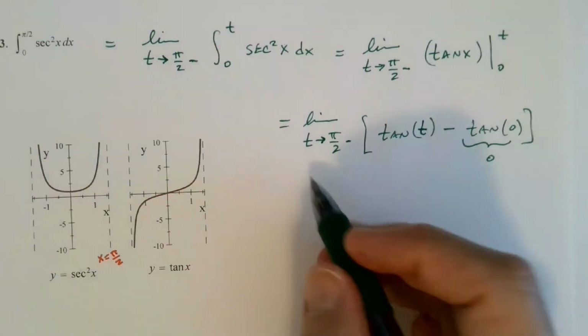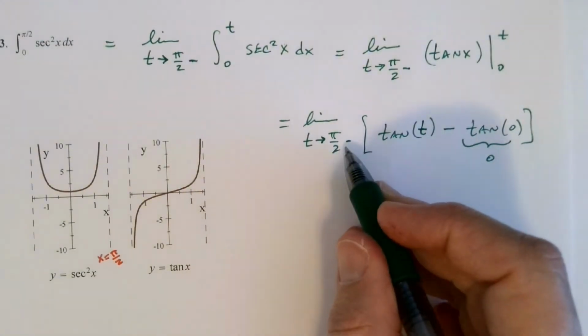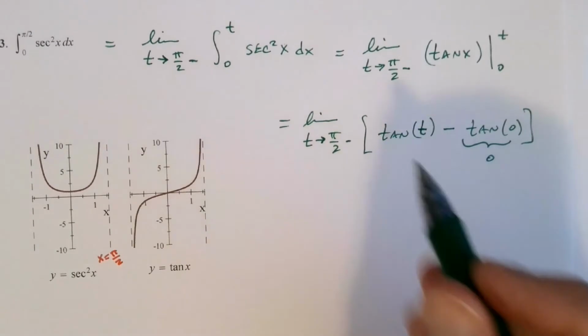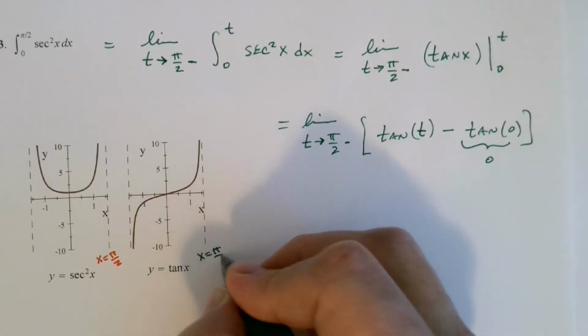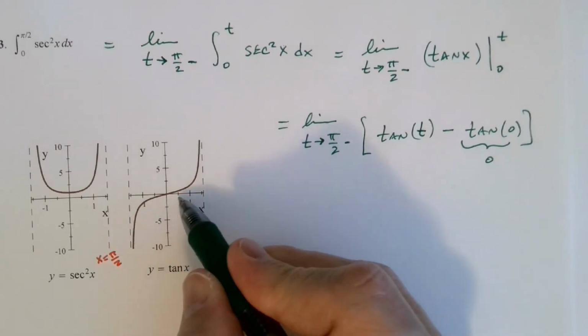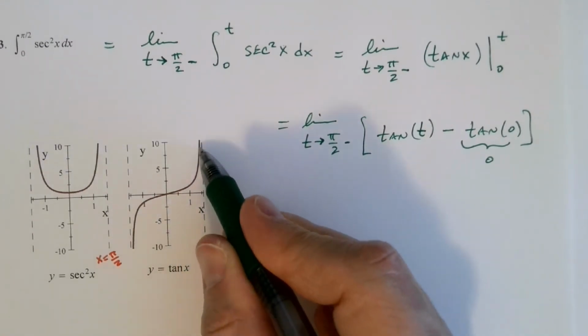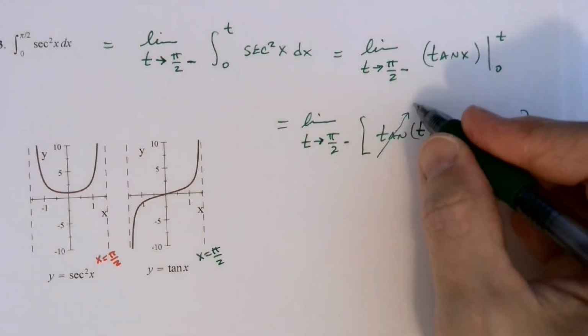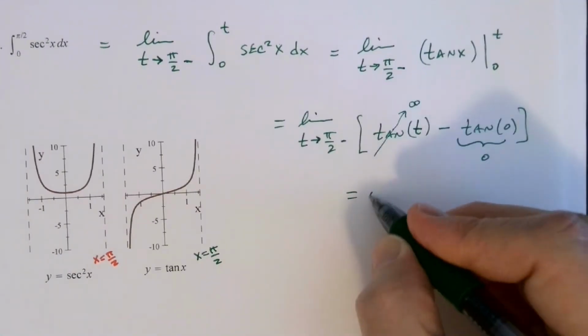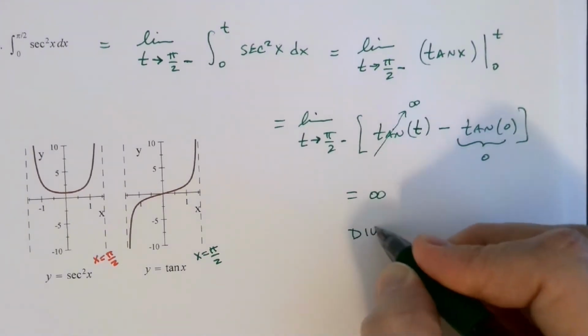But what's happening as t approaches pi over 2 from the negative side of tangent of t? Well, I've got the graph of it right here. Again, this is x equal to pi over 2. What's happening to the tangent function as we get closer to pi over 2 from below? It's going to positive infinity. And so this limit is infinity, and this integral diverges.